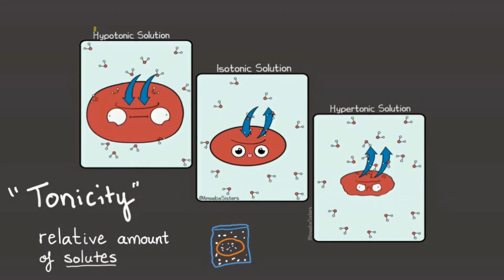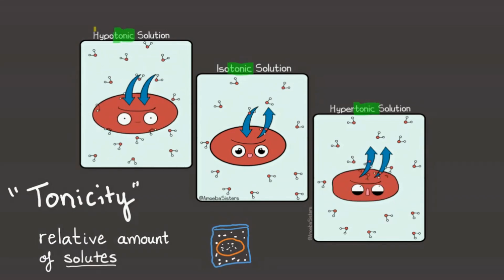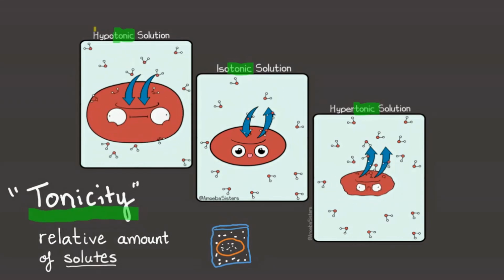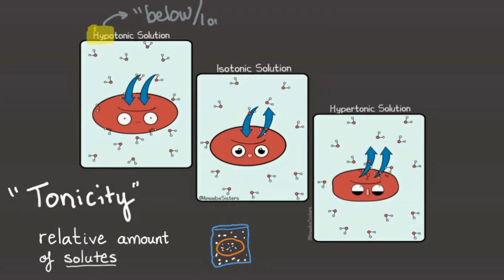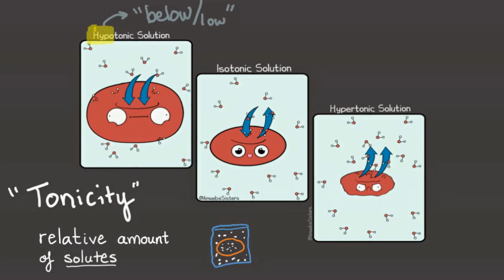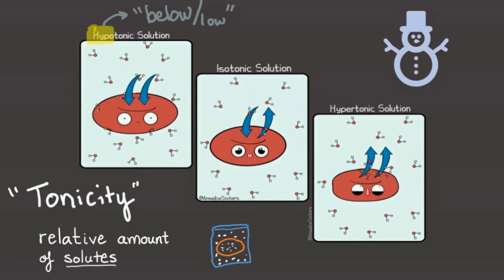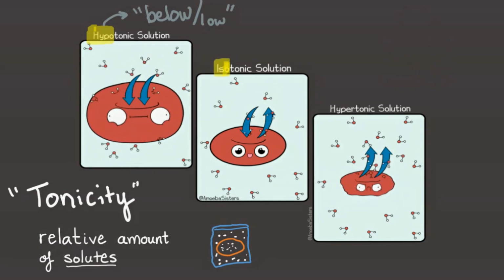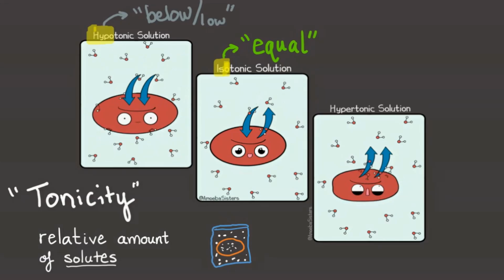So looking at these 3 terms here, let's break them down. The suffix tonic that you see in all of these refers to tonicity. And the prefix hypo means below or low. Think about hypothermia. If you are hypothermic, that means your body temperature is too low or below what it should be, right? All right, moving on to the prefix iso. Iso just means equal, like isometric, which means equal measurements.